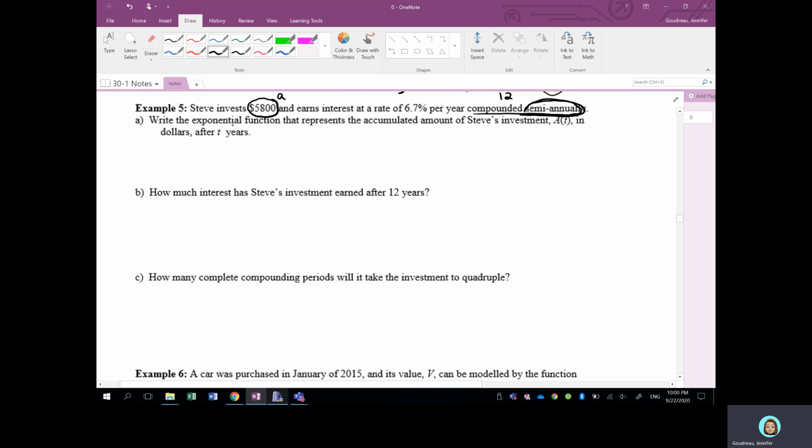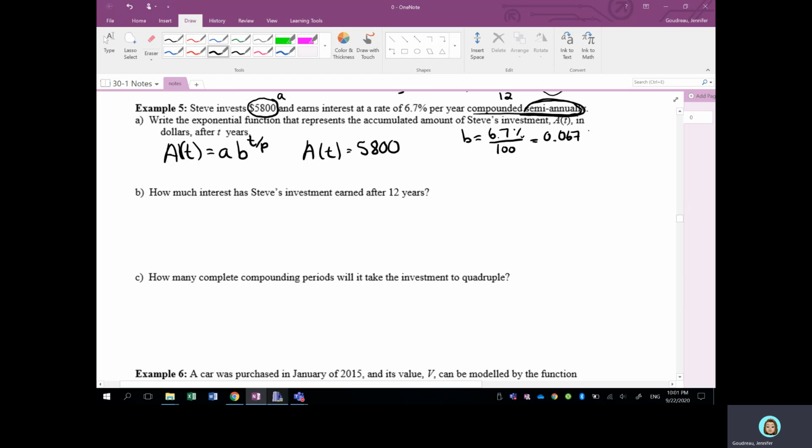Part A, write the exponential function that represents the accumulated amount of Steve's investment, A at t, in dollars after t years. So A at t is equal to a times b to the t over p. We've already established that A is 5,800. Let's talk about B. In order to find B, we have to first take that 6.7%, divide it by 100 to convert it to a decimal, so 0.067.